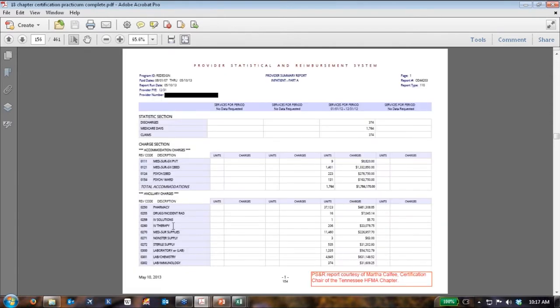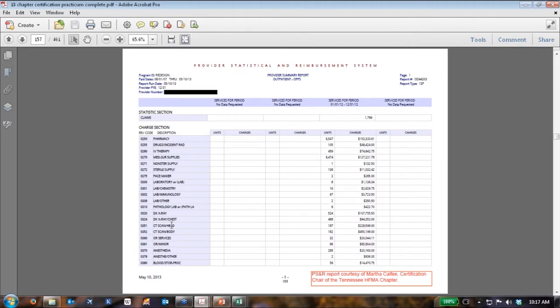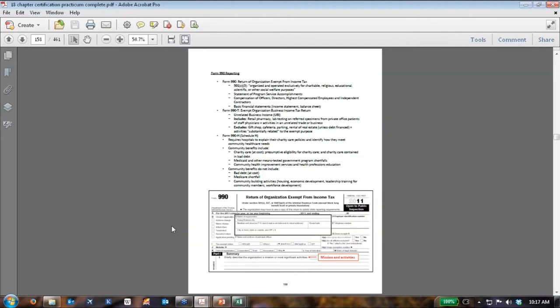Here's an example of a PSNR report. I'm not going to go into this. You can read about it. It's described to you, but I wanted to show you what these reports look like. Here's another example of a PSNR report. Okay, read about it in the book.